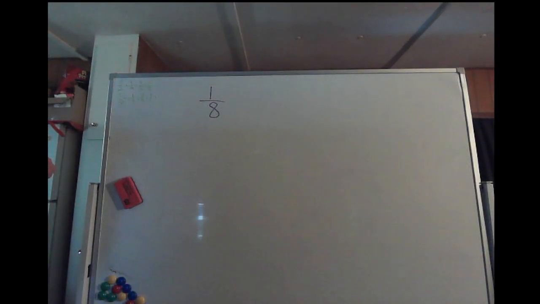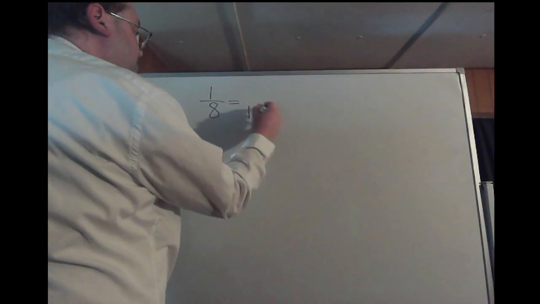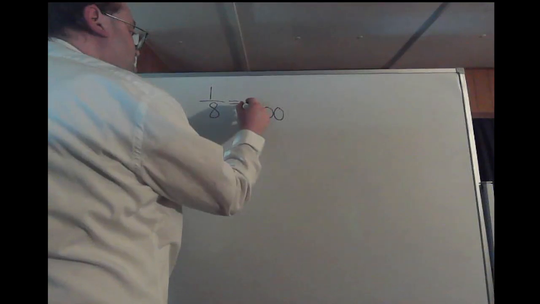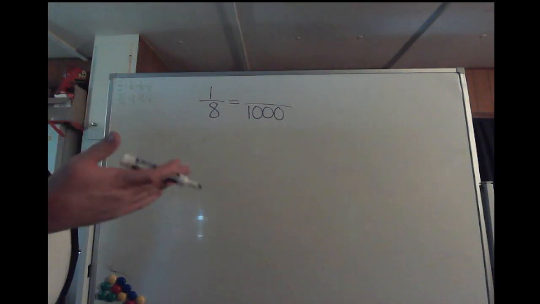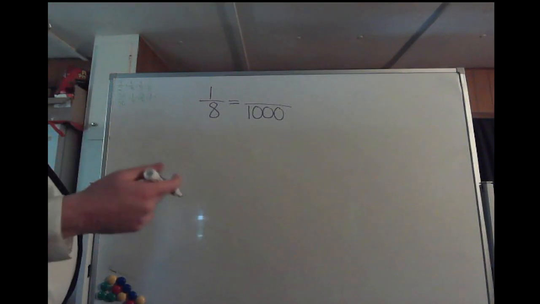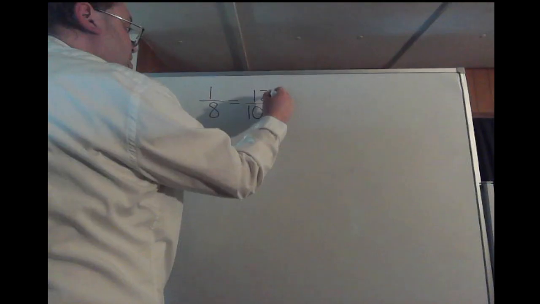Alright. So let's say we have 1/8. Does 8 go into 10? No. Does it go into 100? No. Does it go into 1,000? Yes. If you multiply 8 by 125, you'll get a denominator of 1,000. So we also got to do that to the numerator. Since we've multiplied the denominator by 125, we got to do that to the numerator. Well, 1 times 125 is 125.